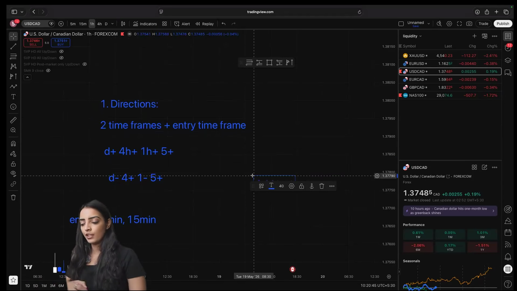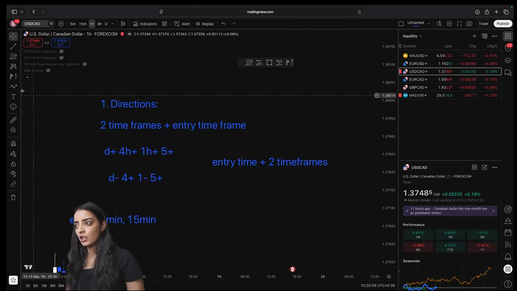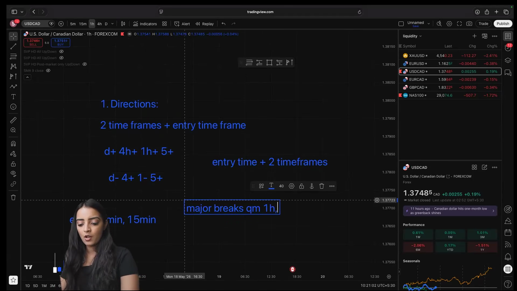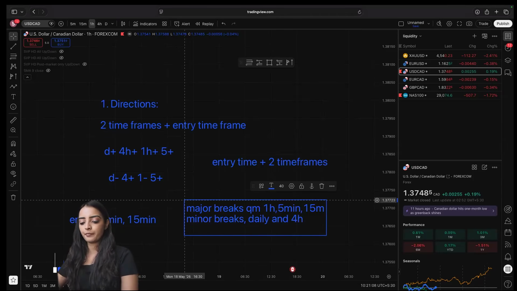So always remember, we need the entry time frame, which can be either 5-minute or 15-minute, whatever you want, and we need two other time frames. Now you know how to do directions. You have something called a major break, which is 100% required for these QM patterns on the 1-hour, 5-minute or 15-minute time frames. Minor breaks are required for daily and 4-hour. And always ignore the first candle because it hasn't closed yet.